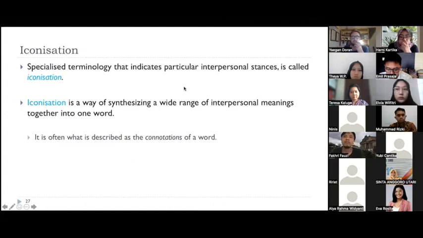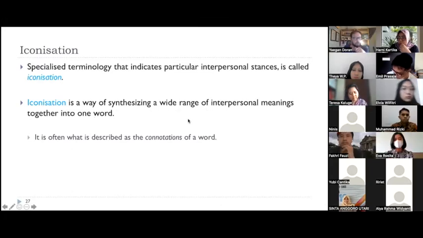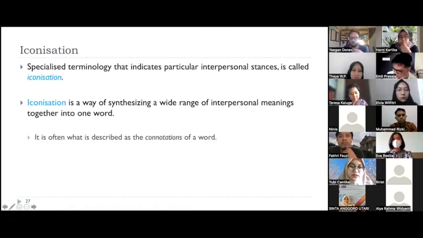Specialized terminology that indicates particular interpersonal stances, we can call iconization or iconized terms. I won't go into why it's called iconization, but it is distinct from technicality. So iconization is a way of synthesizing a range of interpersonal meanings together into one word. It's often what's described as the connotations of a word. I'm not sure if that's a word that you guys have used. So connotations being not the explicit definition meanings, but what it might indicate.